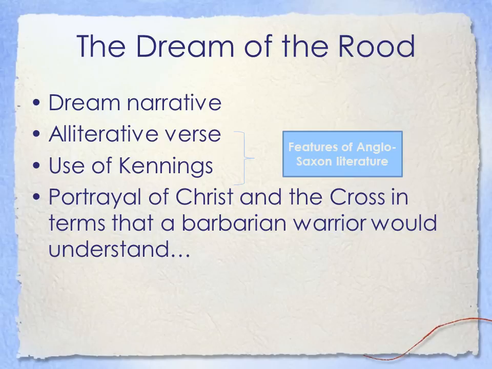So instead of saying an ocean, we'd say whale road, because a road that a whale swims on is the ocean. So it's kind of like a little metaphor pairing two compound words together to mean something else. So look throughout the poem and notice the time that kennings are used. Also notice how they portray Christ and the cross in terms that a barbarian warrior would understand. Christ being portrayed as a strong, brave warrior, and the cross portrayed as a very loyal, dedicated thane who would lay down his life for the warrior.